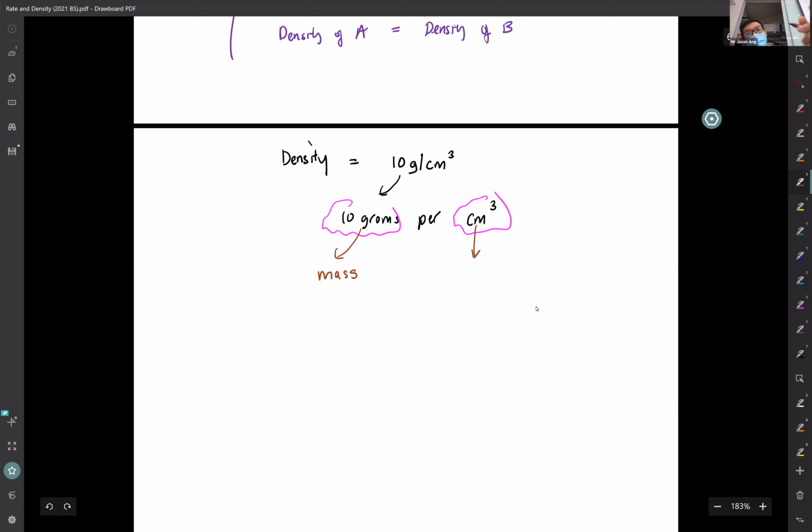And what do you think the cm cube actually refers to? It refers to the volume of any object. And what does per refer to? Remember what I said about per? Who remembers what per stands for? Divide. Very good. Divide. So what we have here is actually telling you mass divide volume is what density stands for. So the unit can tell you a lot of things.